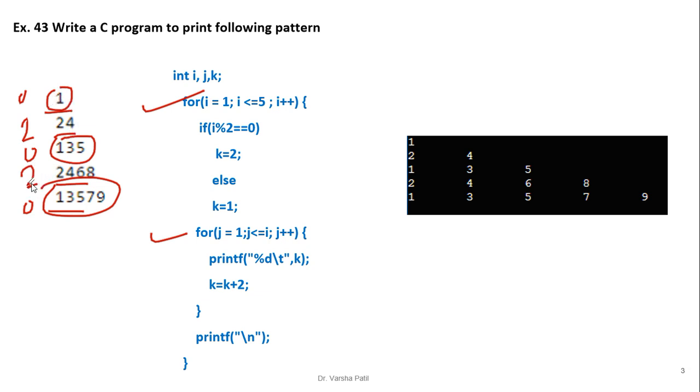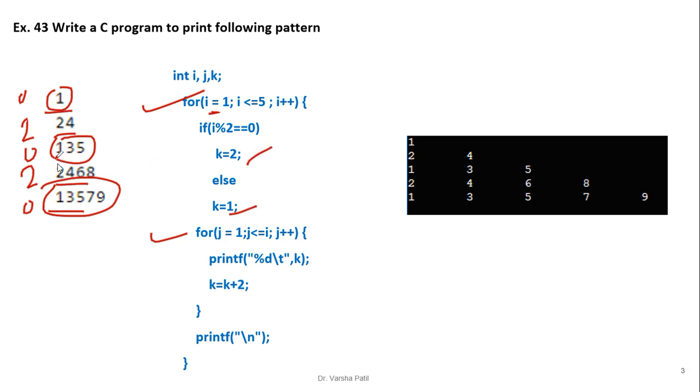Then this odd or even depends on the i value, because if you start with i equal to 0, your logic changes. Now i equal to 1, so initially i is 1, so it is an odd number, so we have to start with 1. So that's why we are checking that if i is odd, we start with 1, and if it is even, we start with 2.